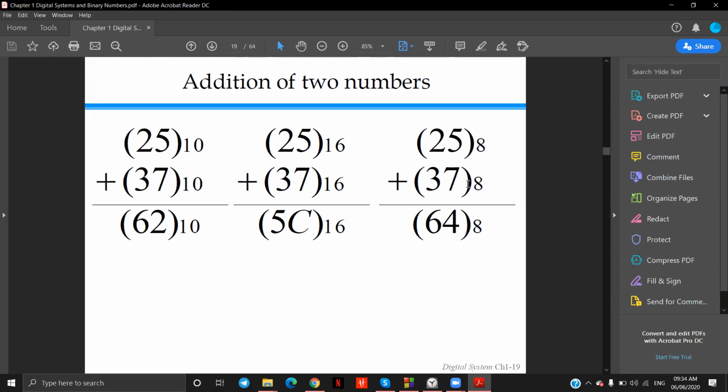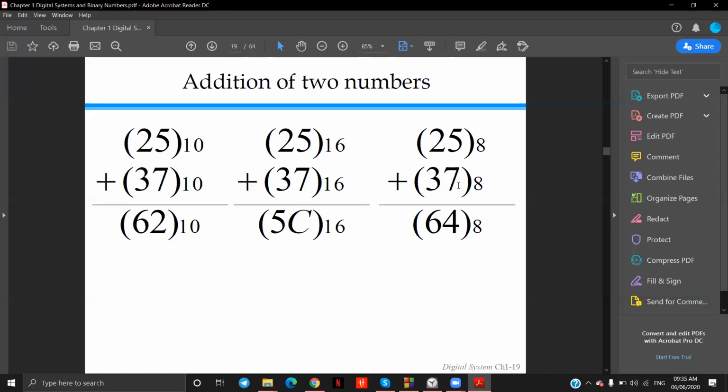But again, similarly, 25 and 37 can also be octal numbers, because the digits 2 and 5 belong to the octal number system, and 3 and 7 also belong to the octal number system. So 25 and 37 can both be numbers of the octal number system. What will be the result if we add 25 and 37? 7 plus 5, if we add it in decimal, is equal to 12. There is no doubt. So please divide these 12 by 8.